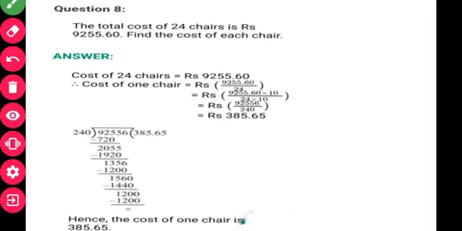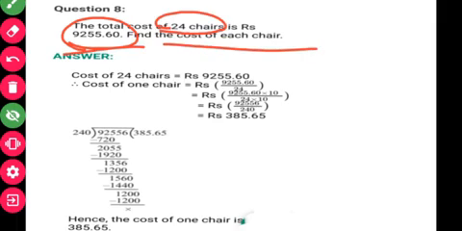Now come to the next question. Question number 8 is given. The total cost of 24 chairs is rupees 9,255.60. So find the cost of each chair. It is given the cost of 24 chairs and the cost of one chair is asked. So for this we will divide the total amount by the number of chairs.